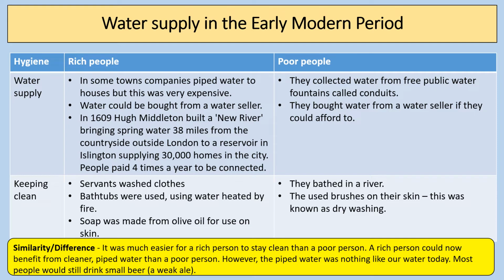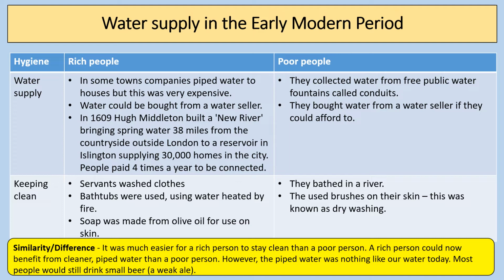Less clean back then than it would be now, and less kind of water treatment available and that type of thing, but still an improvement on medieval times. For poor people, they would collect water from the free public water fountain called conduits, or they would buy water from a water cellar if they could afford to.